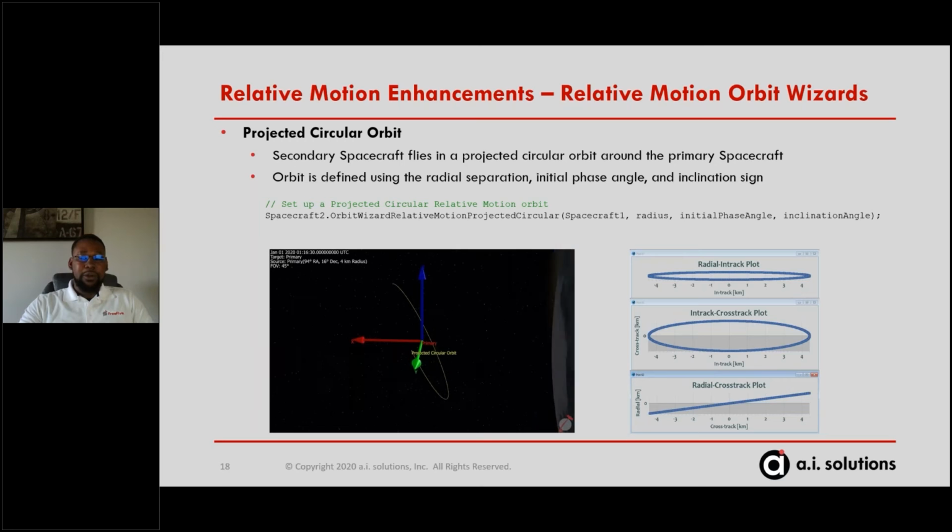where the relative trajectory formed from that is a circle projected onto the primary spacecraft's RIC frame in the YZ plane. So your NTrack cross-track plane. And we can see that right here, where our radial NTrack plot is a little bit of an ellipsoid or oval, versus our NTrack and cross-track plot, which is giving us circular results.